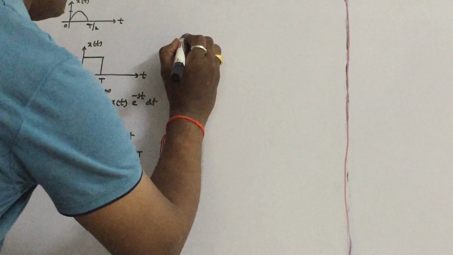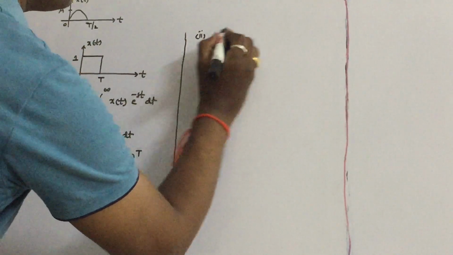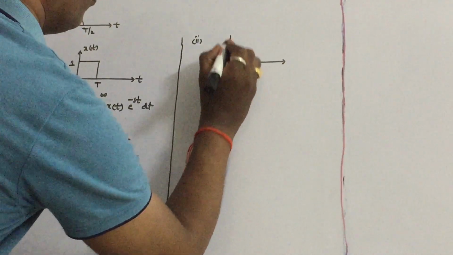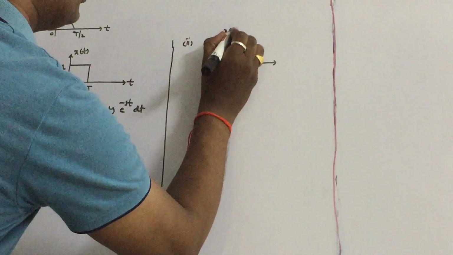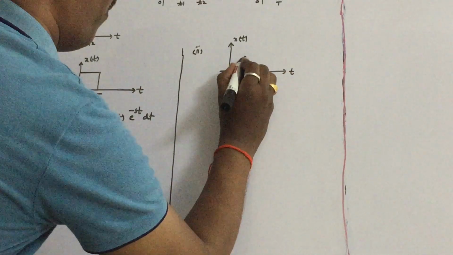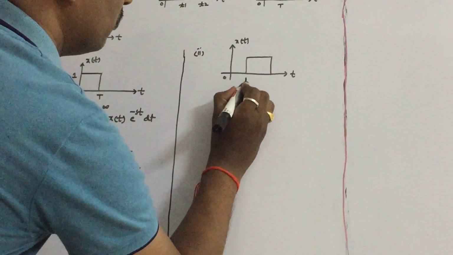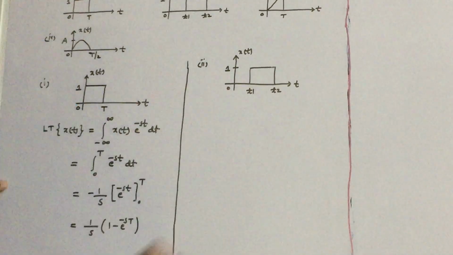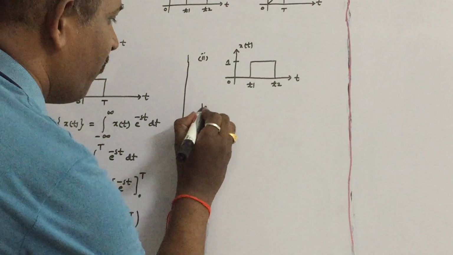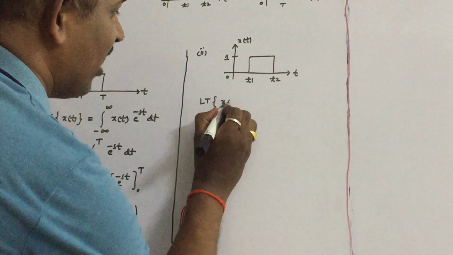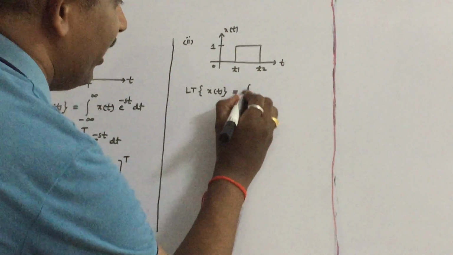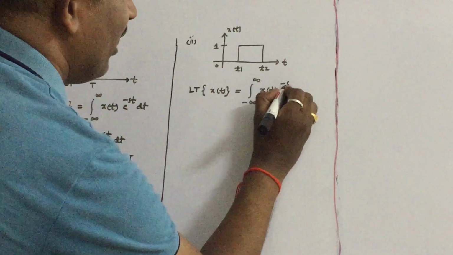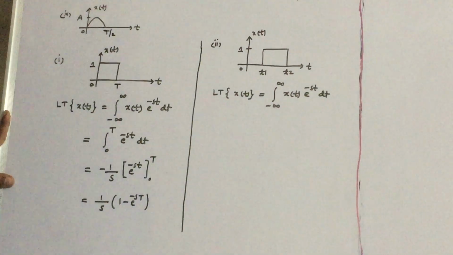So let us see the next question. Number 2. Here a pulse is given, x of t versus t, which is extending from t1 to t2 of amplitude 1. First let us write the definition of bilateral Laplace transform. Laplace transform of given signal x of t is equal to integral minus infinity to infinity x of t into e power minus st into dt.